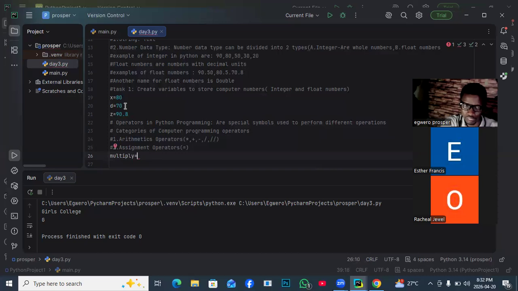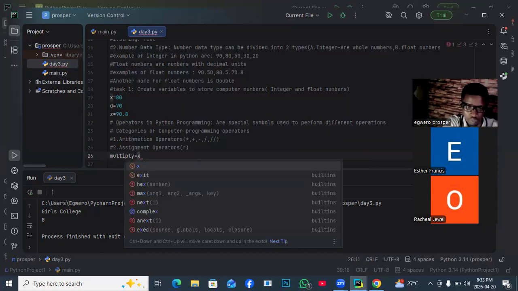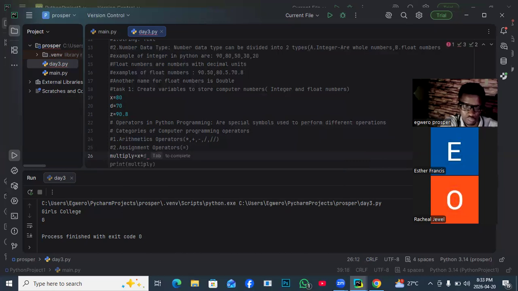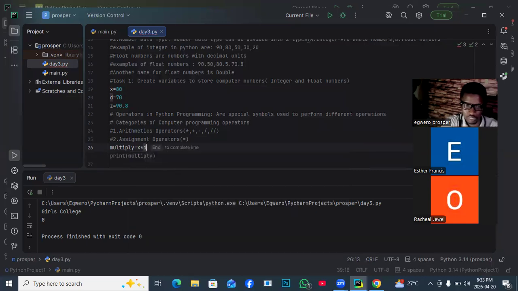We are developing a calculator that can multiply 80 by 70. So all we need to do is to capture the name of the variable. So we simply say S times. Now we should know that asterisk means multiplication. So we are multiplying S and variable D. And then we can go to the next line and say print multiply, which means that the result of the calculation under the variable multiply should be printed out. You simply say print.